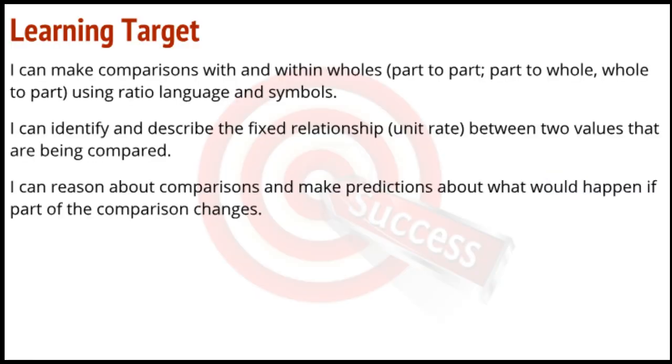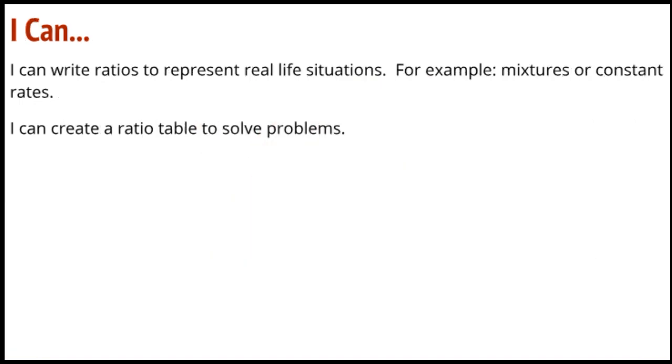All right, learning targets. Well, we are going to be making some comparisons, meaning we're going to be writing some ratios, but mostly we are going to be focused down here, reasoning about comparisons, making predictions. We're going to organize our thinking and represent our thinking using a table. I can write ratios to represent real life situations. For example, we're going to go mixtures or constant rates, and we'll talk about what those things are. And we're also going to create a ratio table to help answer questions, solve problems.